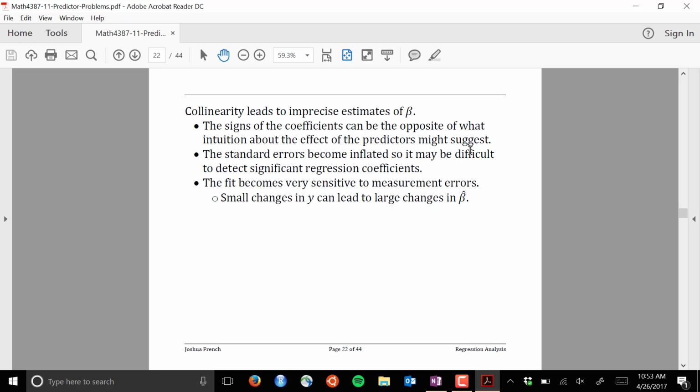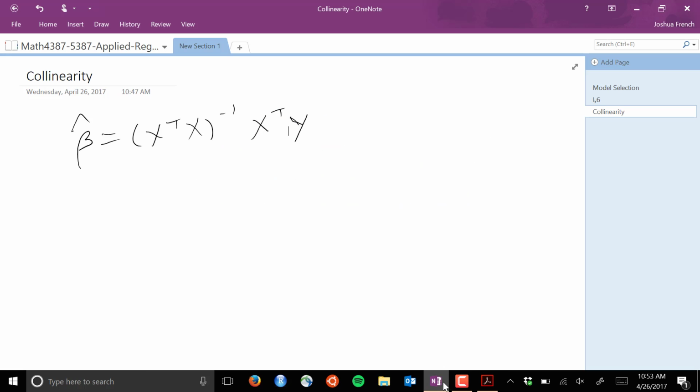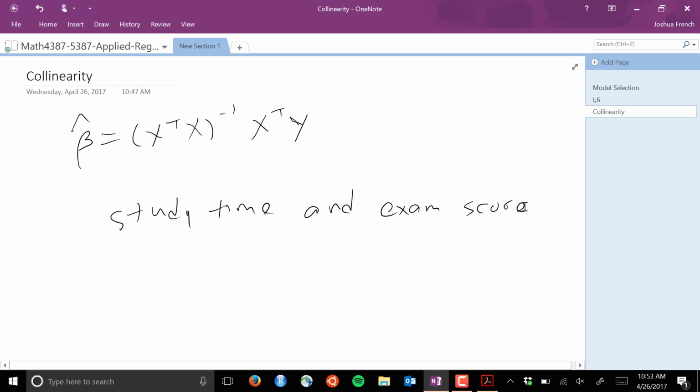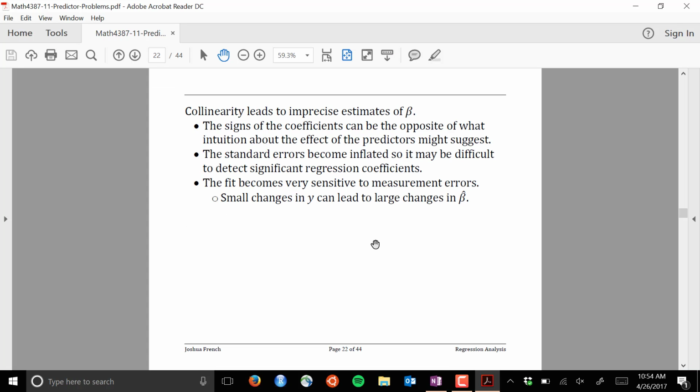So maybe if we were looking at the relationship between study time, the amount of time you spent studying, and then exam score. Well, if we fit a model with these two variables and we saw that the relationship was negative, that would be very unexpected. And in situations where collinearity is present, you sometimes get relationships like that. You're expecting a positive relationship, but the sign of your regression coefficient has an estimated negative value. And so this is a practical problem that we don't want to have to deal with.